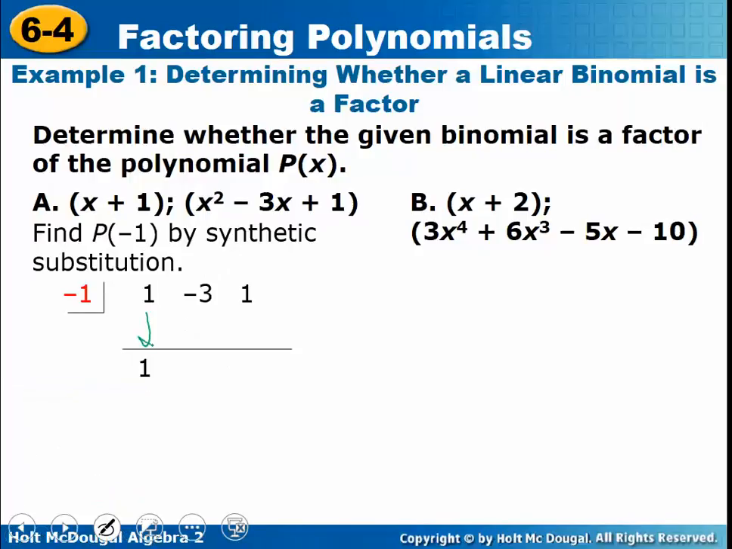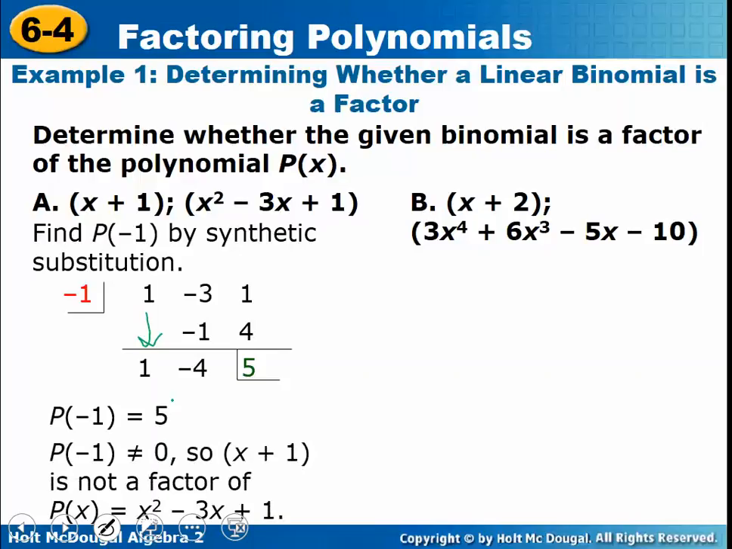Bring the 1 down. And then we take 1 times negative 1, and that's negative 1, and we write the negative 1 under the next number, the negative 3. And then we add those two together, and negative 3 plus negative 1 is negative 4. And then we multiply negative 4 times negative 1, and we put that answer, which is 4, under the 1, and we add again, and we get 5. That's the remainder. If it's not 0, then x plus 1 is not a factor of our polynomial x squared minus 3x plus 1. So x plus 1 does not work.